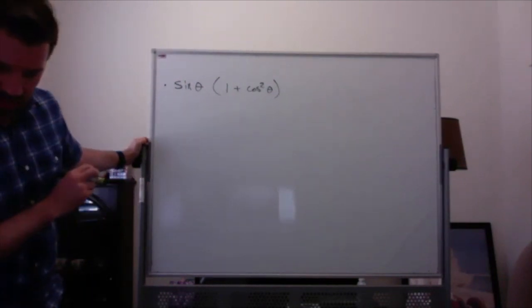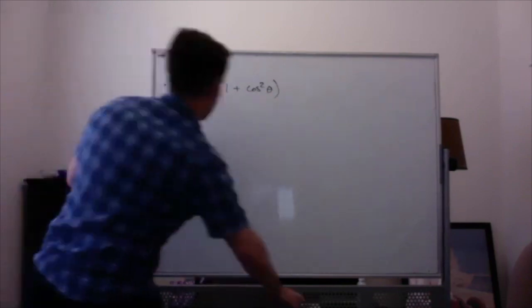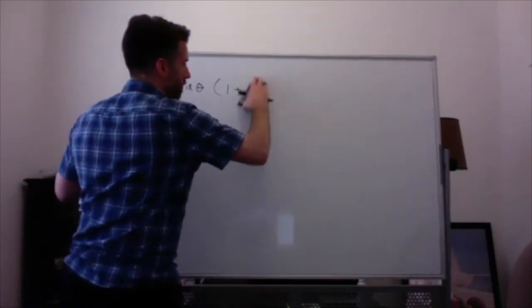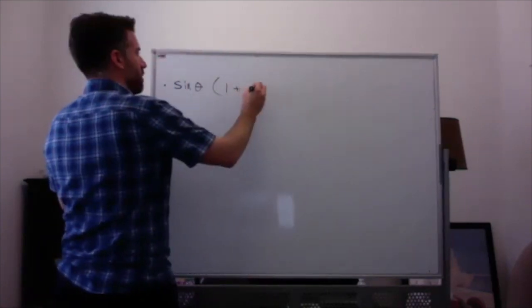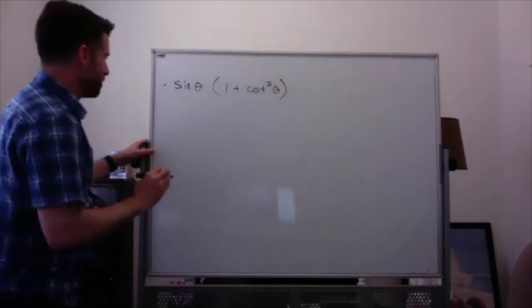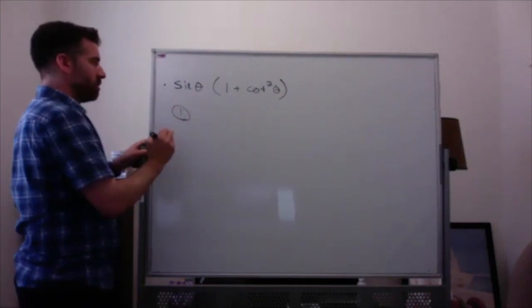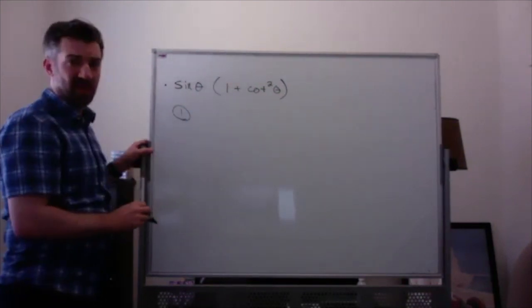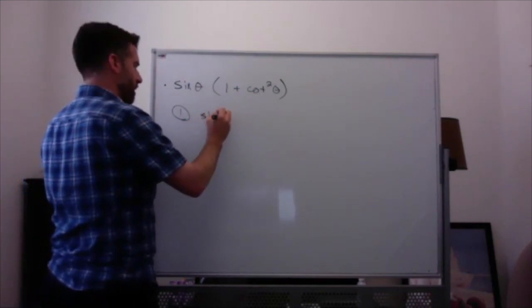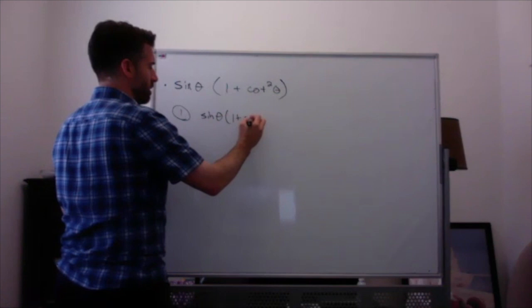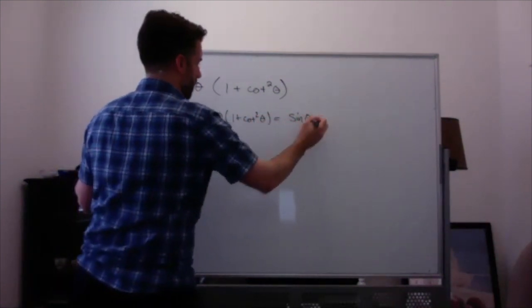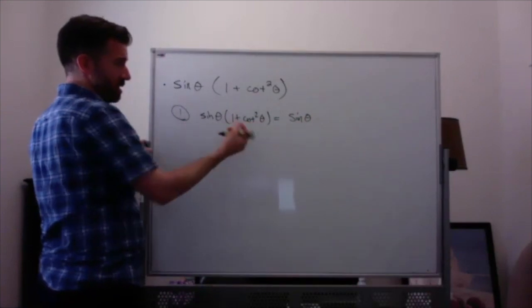That shouldn't say cosine. I know I said cotangent squared, but I wrote cosine squared. Sorry about that. I should say cotangent squared theta. So one way to do this would be to remember the identity for 1 plus cotangent squared. And say, oh, sine theta times 1 plus cotangent squared theta is equal to sine theta times, well, 1 plus cotangent squared is cosecant squared.